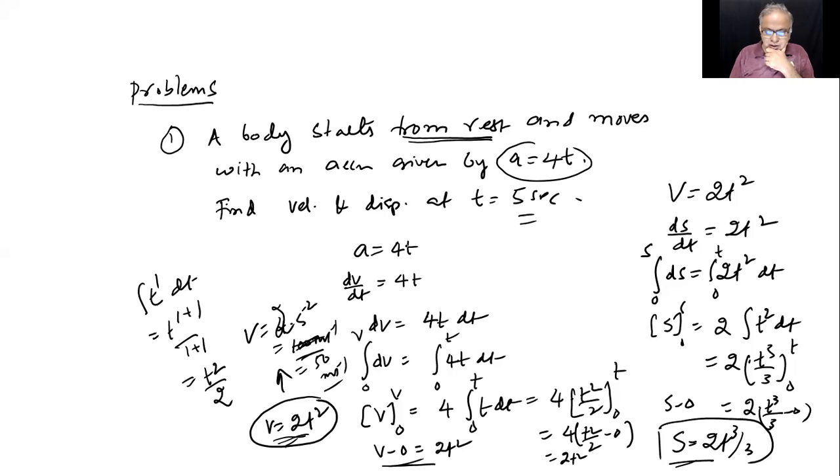Now, for the sake of telling you what is differentiation, take these things back. S. From here you get V. From here you get A. That's by differentiation. Hello, Nihita. Yes, sir. Can I go to the next page?